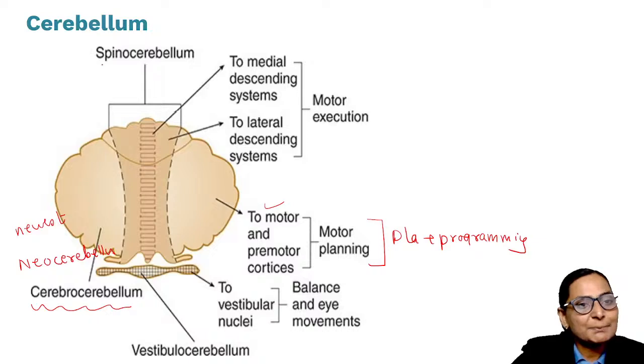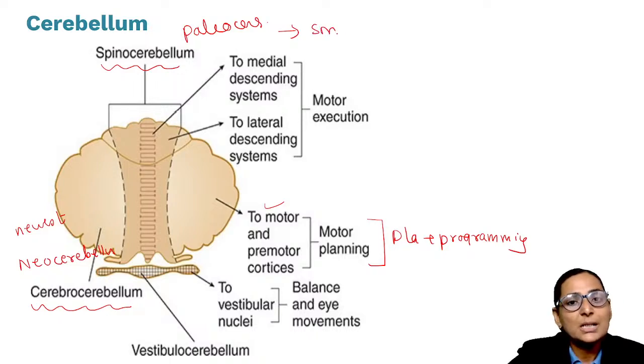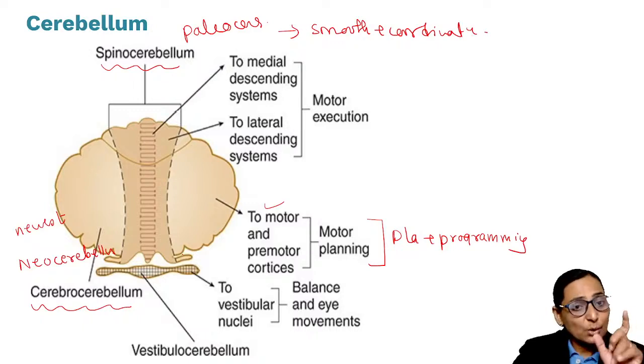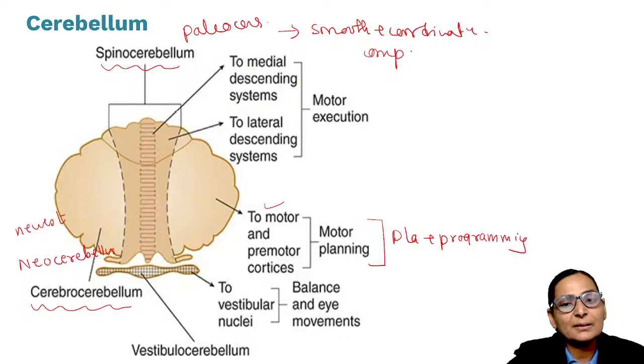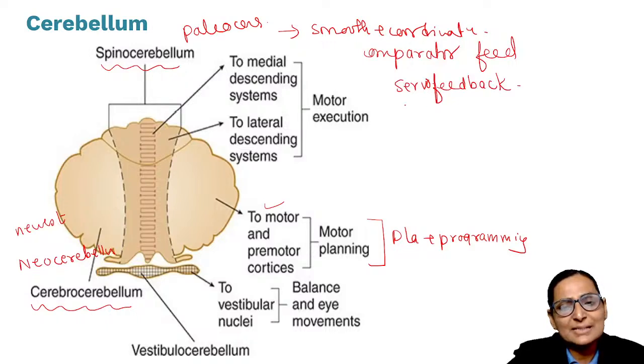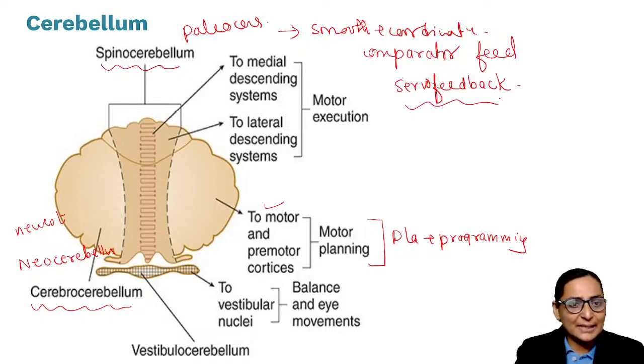Okay. The spinocerebellum, also called the paleocerebellum, is the area that is associated with the smoothing and coordination of movements. Smoothing and coordination of movements. It is also called the comparator servo feedback mechanism. What do you mean by this comparator servo feedback mechanism?